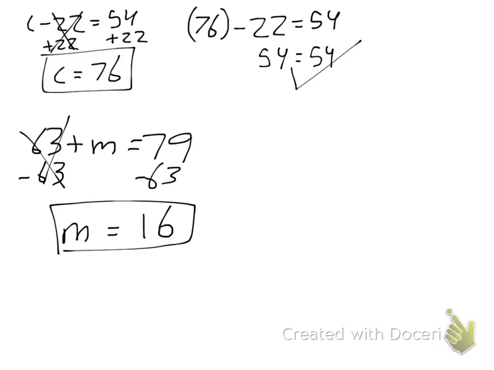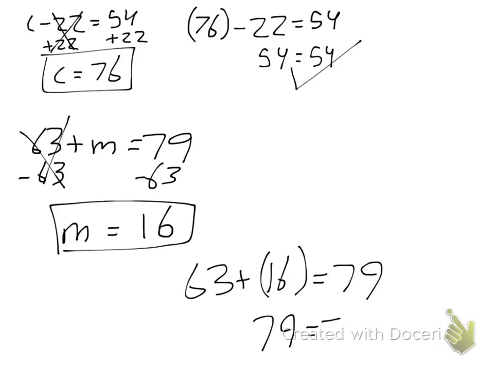So we better check. Yeah, we're not 100% sure. 63 plus (16). Notice 16 again is in parentheses because I took out m, leaving a hole that needed to be filled in with its value. And 63 plus 16? So 79 equals 79? Yeah. I think so.